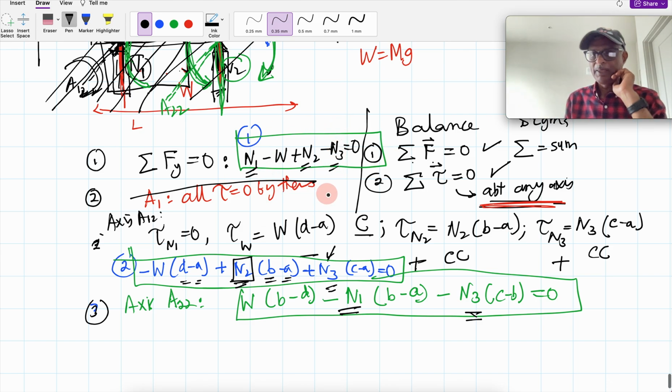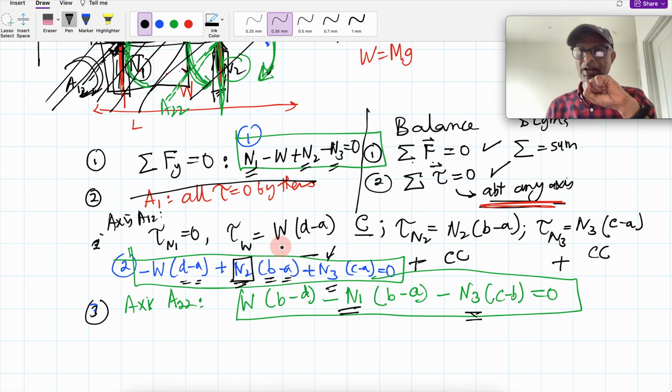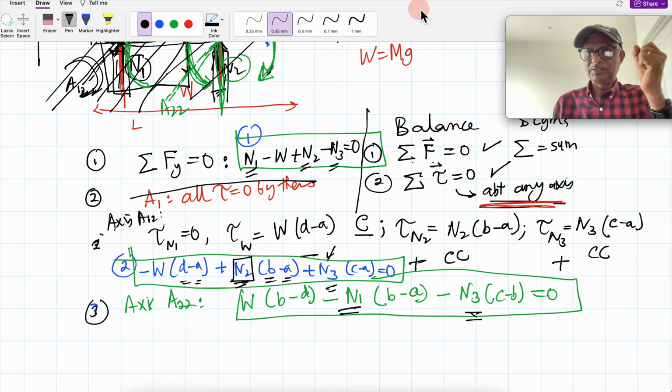Okay, so that's it for now. I want to do some other more involved problems using statics, balancing forces and torques, before we come back and do energy, potential energy, and problems having to do with momentum and energy in the same problem.